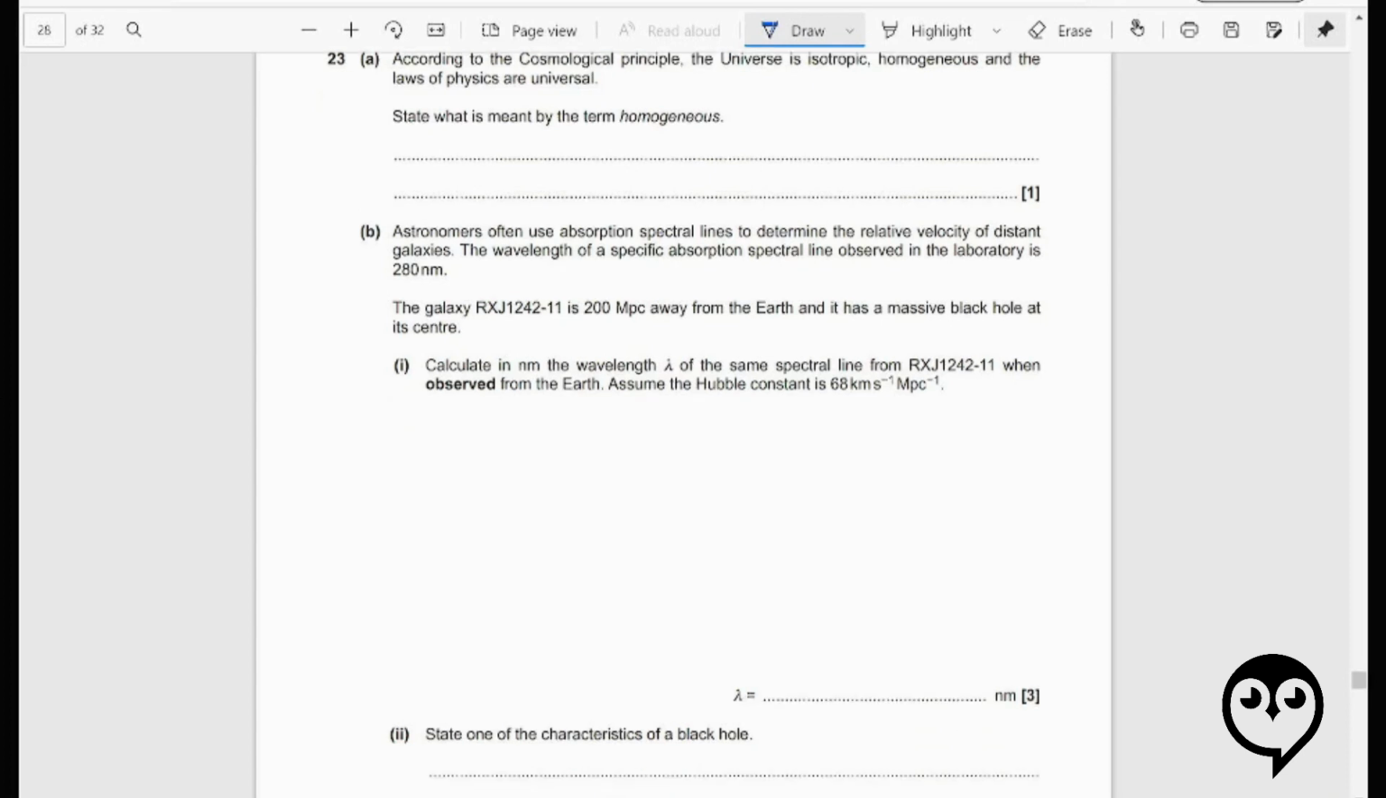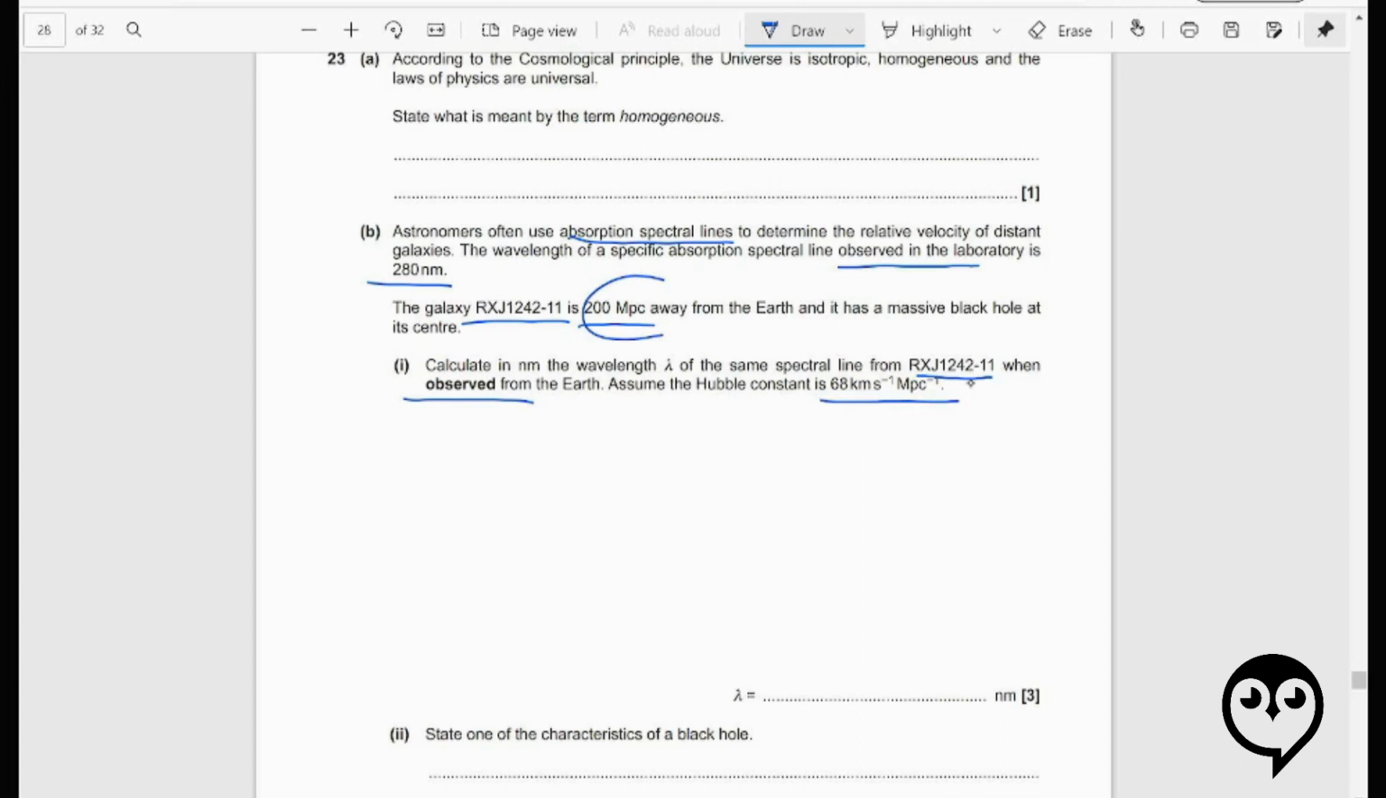All right, so here we've got a question about absorption spectral lines. They tell us that the observed wavelength is 280 nanometers. They're talking about this funkily named galaxy here. It's 200 megaparsecs away. It has a massive black hole at the center. Calculate the wavelength of the same spectral line when observed from Earth. So what's the redshift going to be? They're telling us how far away it is.